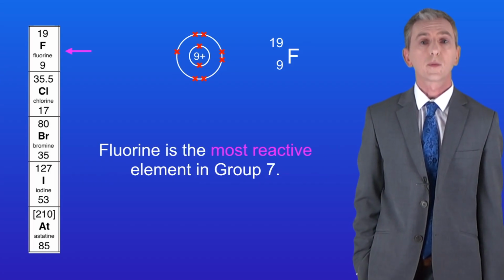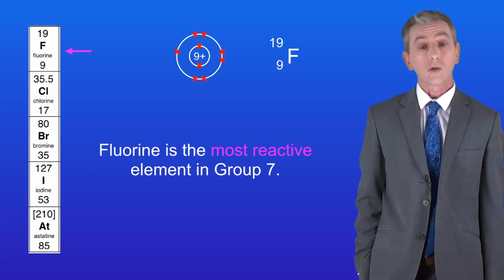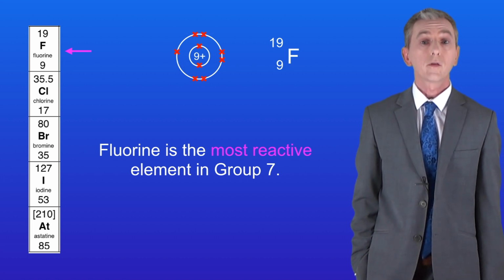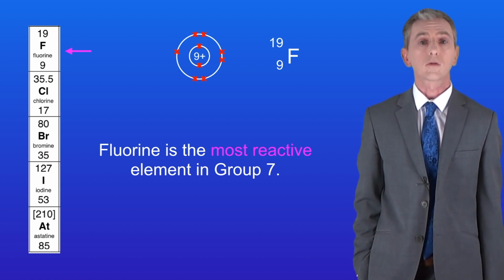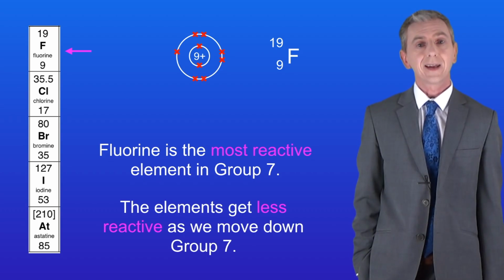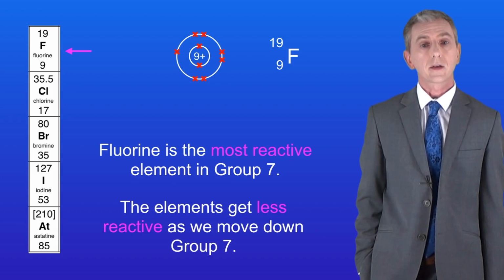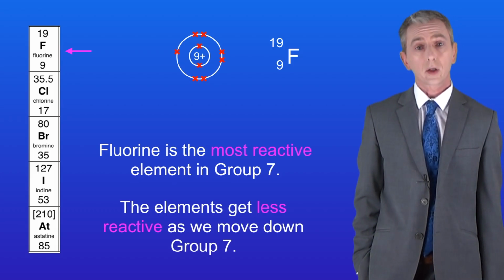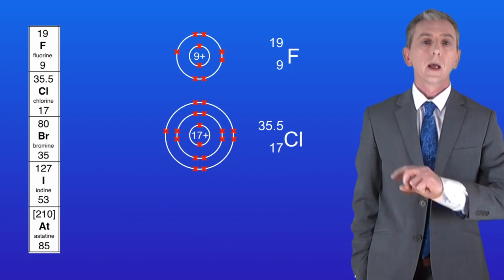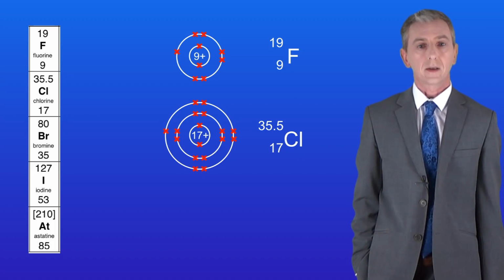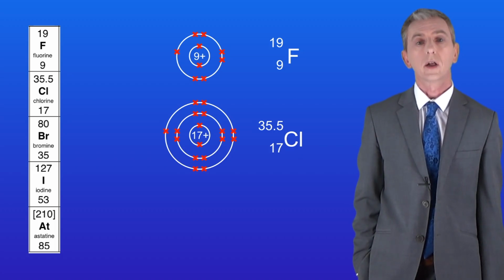If we go back to group 7, we can see that fluorine is at the top of the group. Fluorine is the most reactive element in group 7. The elements get less reactive as we move down group 7. You need to learn that, and you also need to learn why. To understand this, we're going to compare fluorine with chlorine. So here they are. As we said, when they react with metals, the halogens gain an electron.